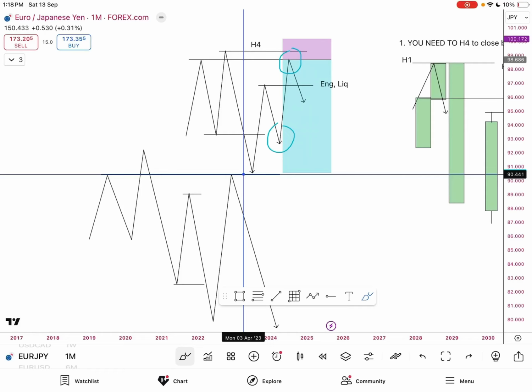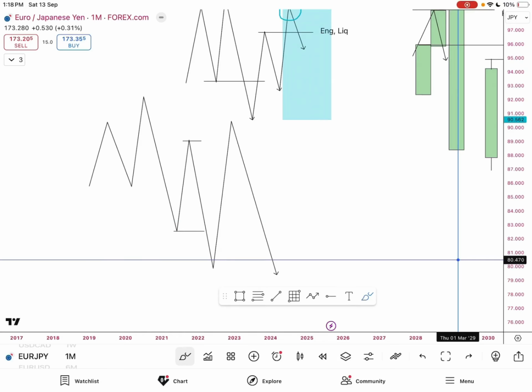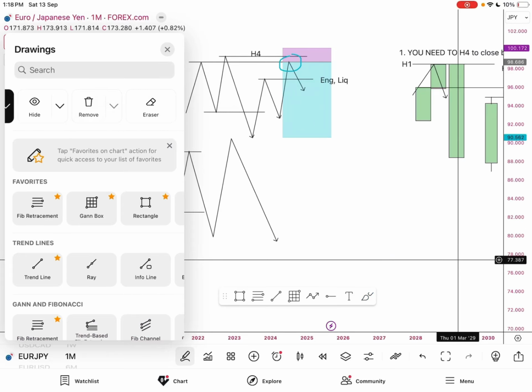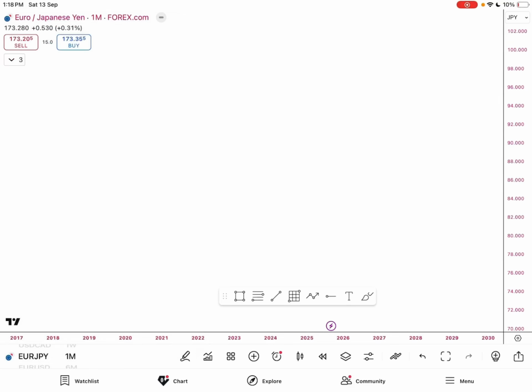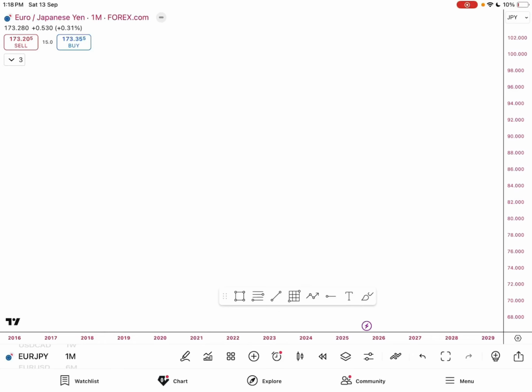Both are internal liquidities. Okay, so when the price takes out our internal liquidity, it is going to expand. The move will be very high. When we take the external liquidity, it will retrace. Retrace means the move is not much bigger. It will change direction by a few pips, like 30 or 40 pips. So you need to know what is called internal liquidity and what is called external liquidity.